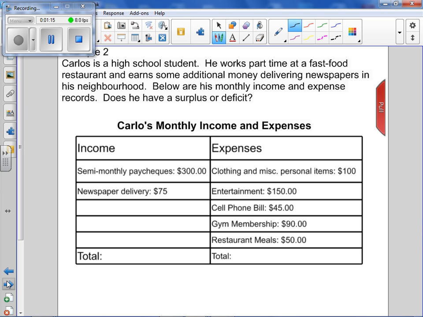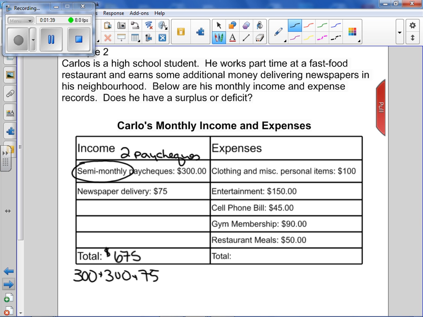The first thing that you want to note is that this is a semi-monthly paycheck. So in a month, that means you would get 2 paychecks. So when I'm doing the total here, I'm going 300 plus 300 plus 75 gives me a grand total of $675 that he would be making every month.